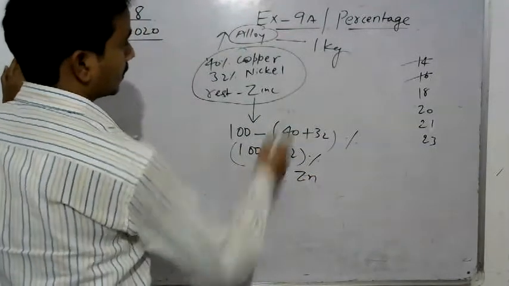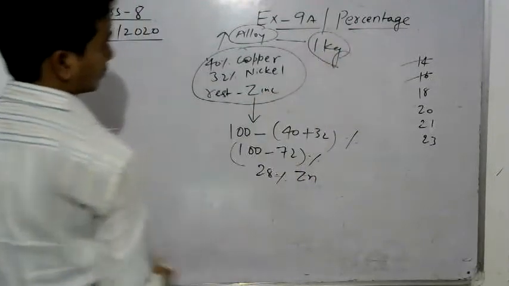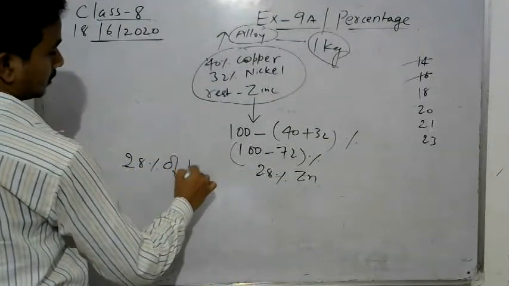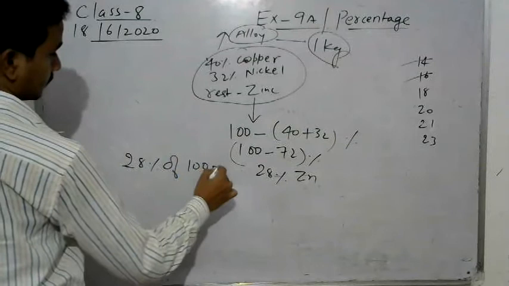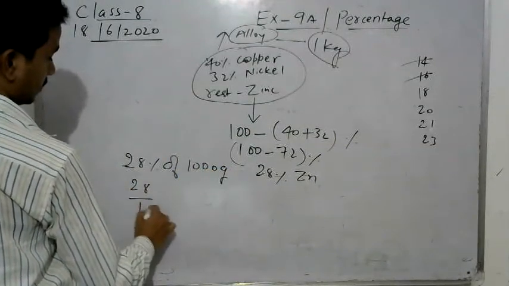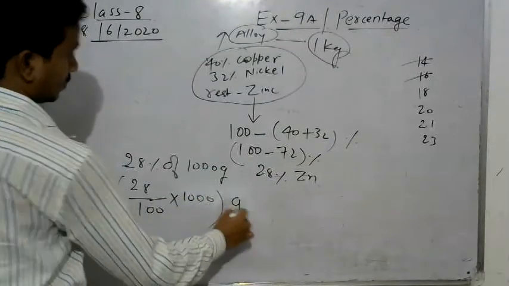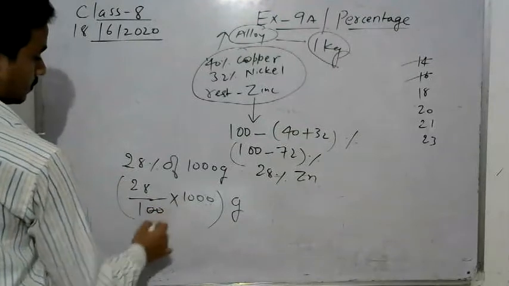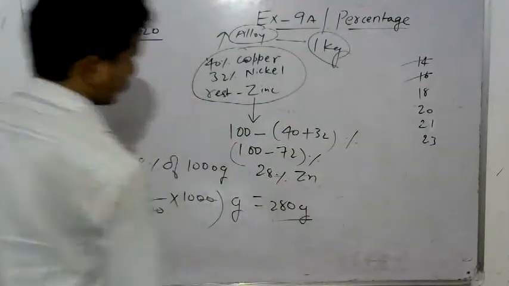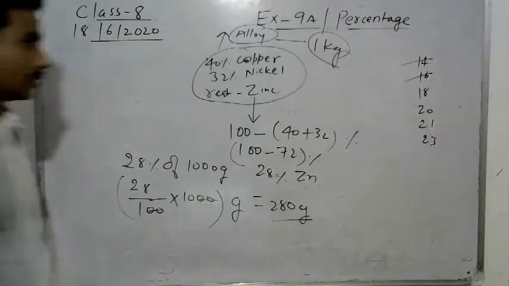Now you have to find the mass of zinc. The mass of zinc will be 28% of the total mass, that is 28% of 1 kg. 1 kg means 1000 gram. So 28 by 100 into 1000 gram is the mass of the zinc, which is equal to 280 gram. So 280 gram will be the weight of the zinc. Now let's discuss another problem.